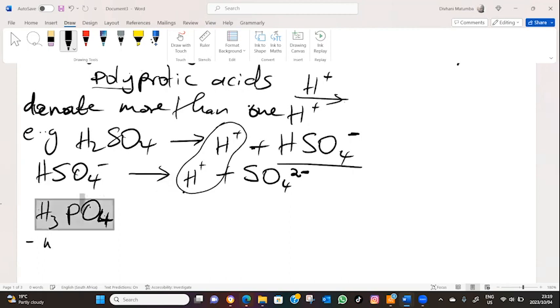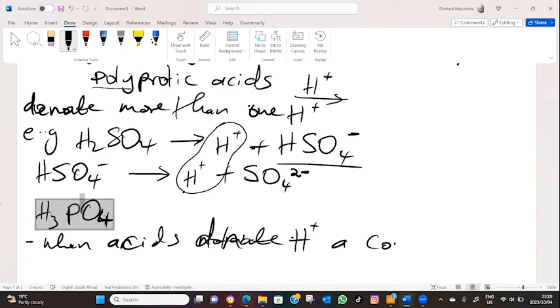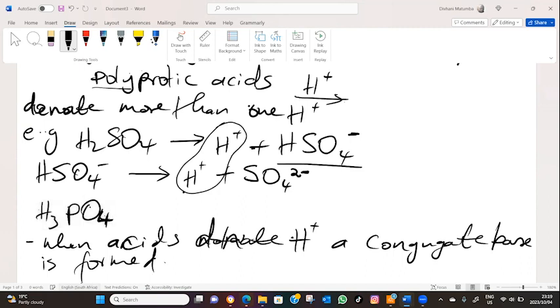Now, when an acid donates an H plus, a conjugate base is formed. In this equation, this is a conjugate base.